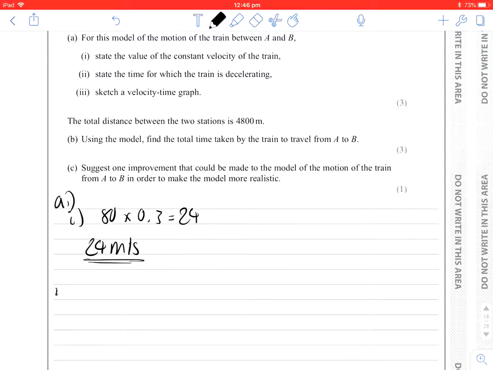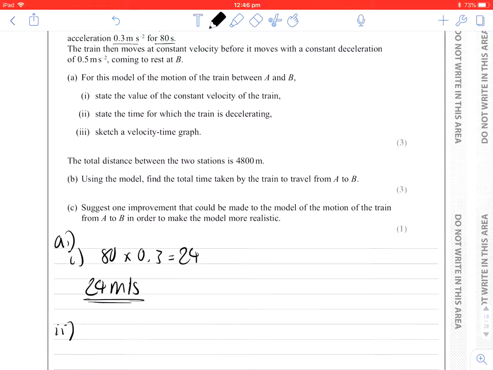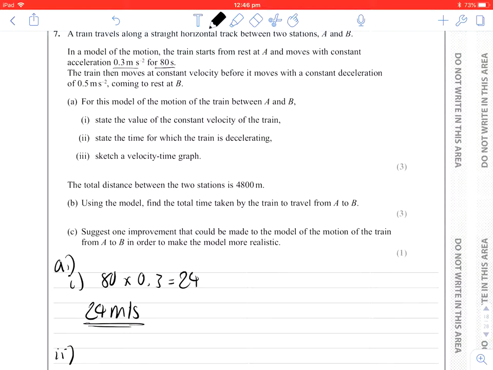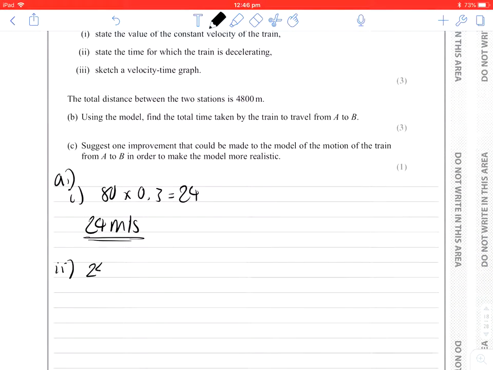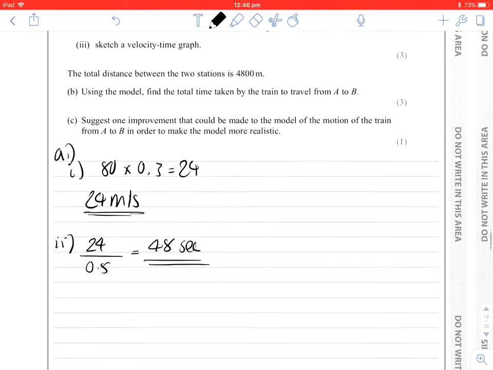For part 2, state the time which the train is decelerating. So we know that it starts at 24 meters per second and it decelerates at a rate of 0.5 meters per second squared before it comes to rest. So we're at 24 and we are decelerating at 0.5 meters per second squared, and so that is going to take 48 seconds to come to rest.